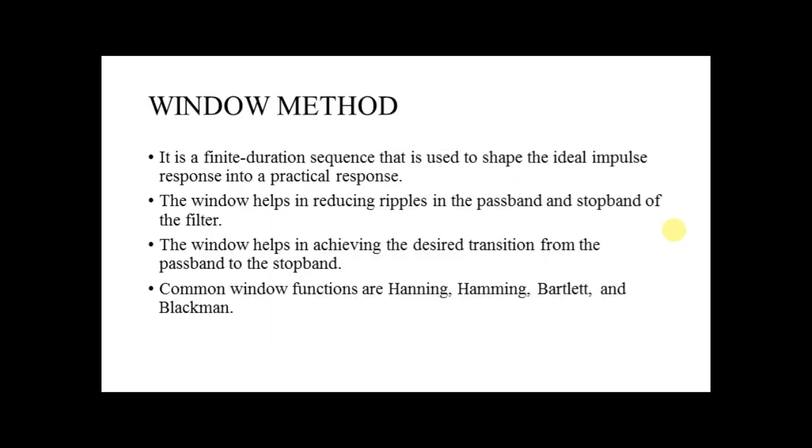Next is the window method. There are some window methods that are used for this FIR filter. A window is a finite duration sequence that is used to shape the ideal impulse response into a practical response. The windows help in reducing ripples in the pass band and the stop band of the filter. The window helps in achieving the desired transition from the pass band to the stop band. The common window functions are Hanning, Hamming, Bartlett, and Blackman.